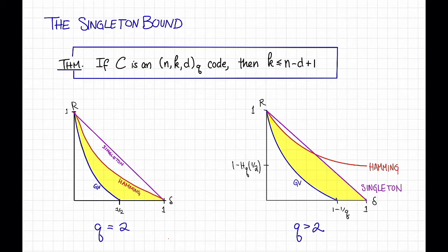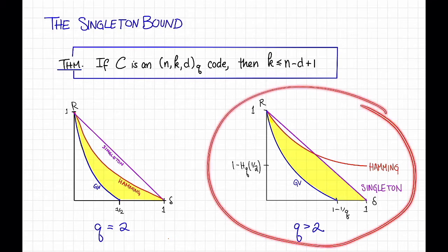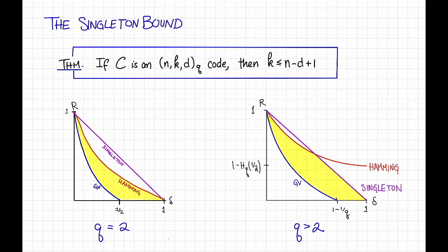However, the Singleton bound can become better than the Hamming bound as q gets bigger. In general, the picture looks more like this. As q gets large, the Hamming bound starts to look something like this, while the Singleton bound stays exactly the same. In particular, in this region here, before the start of this video, we might have thought that it was possible to obtain a trade-off in this region. However, now we know that that's not the case. The Singleton bound rules that out. So for larger q, the Singleton bound does tell us something on top of the Hamming bound.